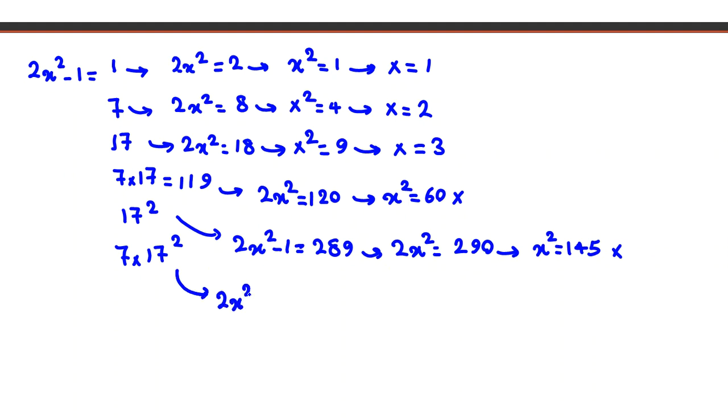The last one, 2x squared. You add 1. 7 times 17 squared is 2023. You say, okay, it's 2024. If you divide by 2, x squared is 1012. So you should check whether it is a perfect square or not. It's a multiple of 4, so you say 4 times 253. 4 is a perfect square, 253 is not a perfect square, so it's not possible.